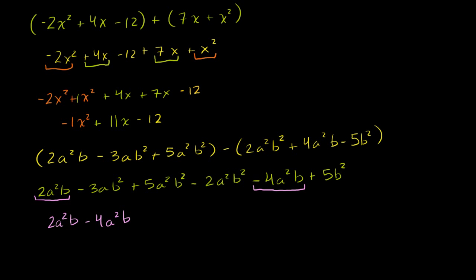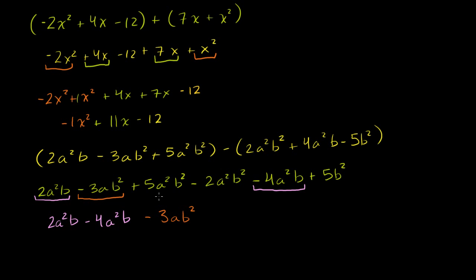Let me go to orange. So here I have an ab squared term. Now, do I have any other ab squared terms here? Any other ab squared? No, no other ab squared, so I'll just write it. Minus 3ab squared.